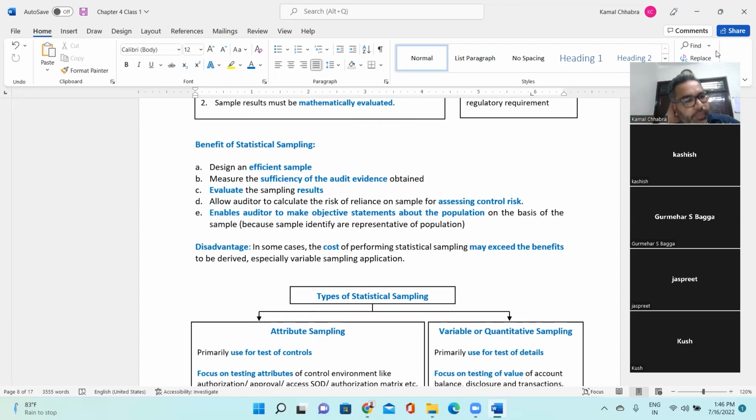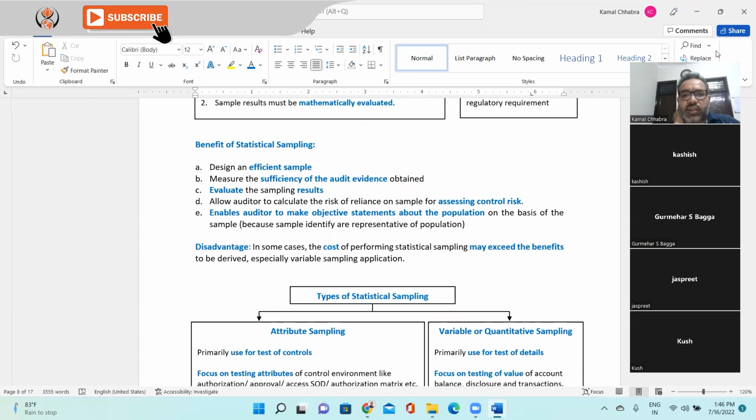It evaluates the sampling result and allows the auditor to calculate the risk of reliance on the sample for assessing the control risk, and it enables the auditor to make an objective statement about the population, because the sample selected based on statistical sampling is representative of the entire population. And the disadvantage of statistical sampling is, in some cases, the cost of performing statistical sampling may exceed the benefit to be derived.